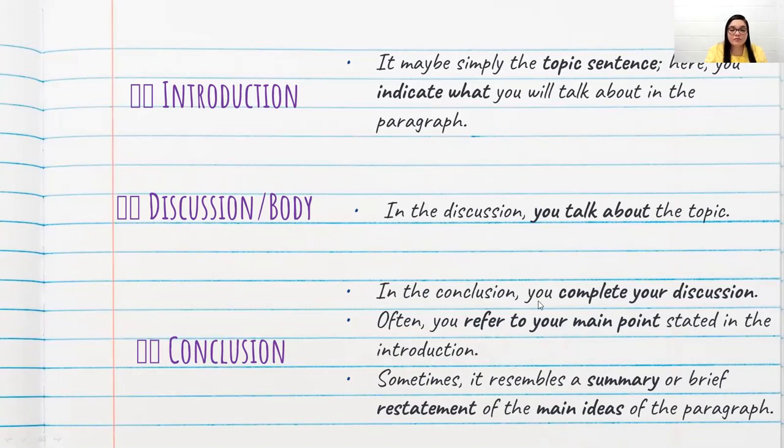Then in the conclusion, your conclusion is a concluding sentence. You complete your discussion here. Often you refer to the main points stated in the introduction. Sometimes it resembles a summary or a brief restatement of the main ideas of the paragraph. The topic sentence and the concluding sentence are cousins, and even though they are not sisters or twins, they resemble a lot. The first one introduces the description, the narration, the persuasion, the illustration, whatever the style may be, and the last one will conclude the paragraph, not just end the paragraph.